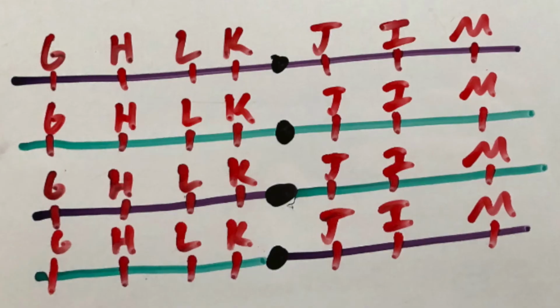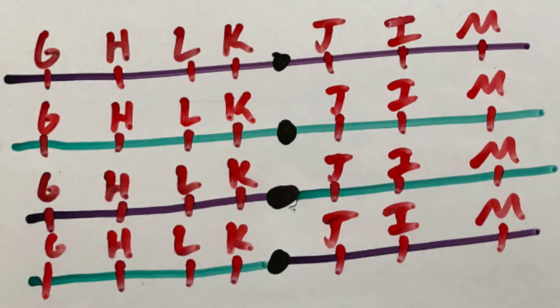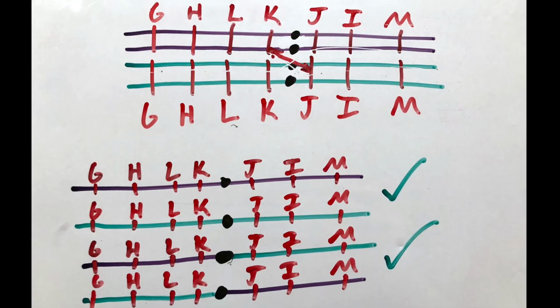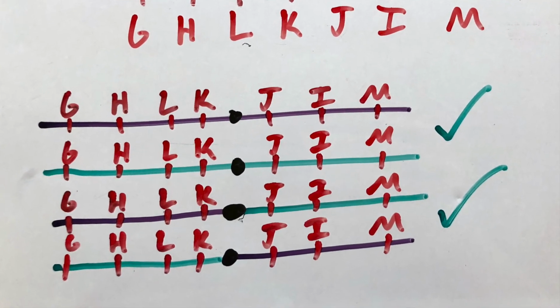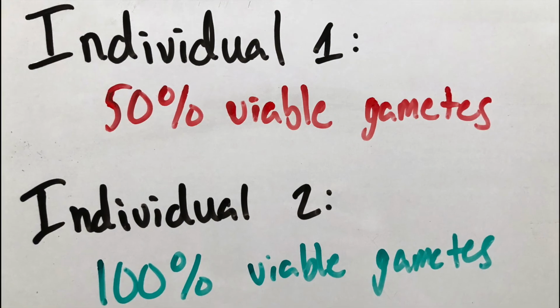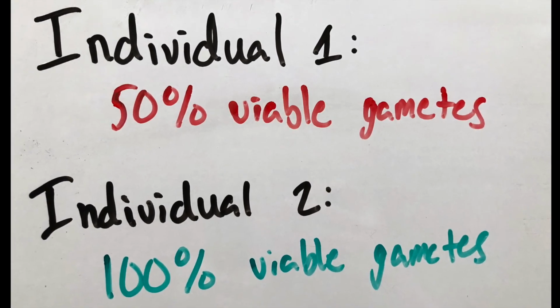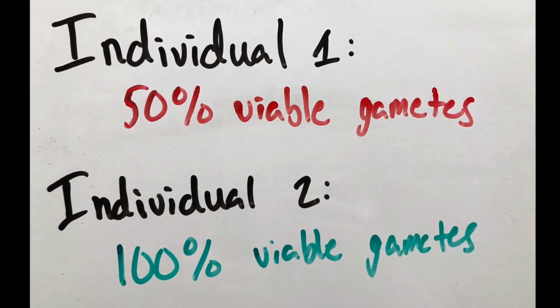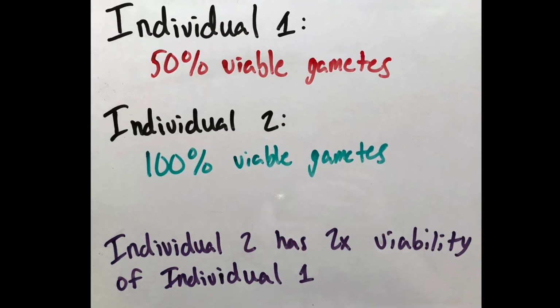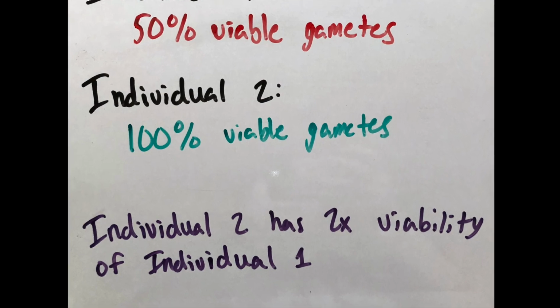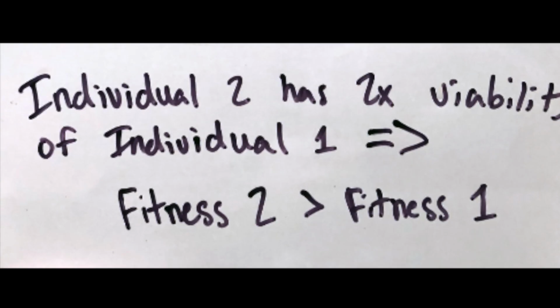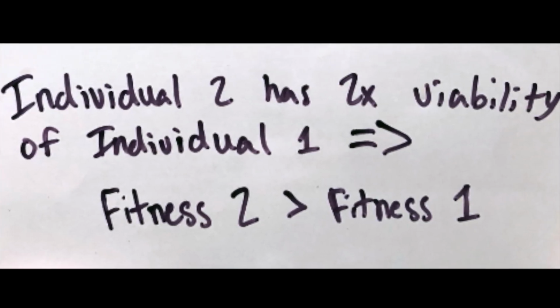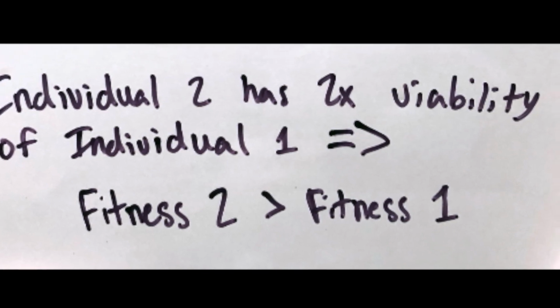Overall, the 4 gametes will have one of every gene's region and a centromere, meaning that all 4 gametes produced will be viable. When comparing individual 1 with individual 2, the former only has 50% viable gametes, while the latter has 100% viable. This means that the fitness of individual 2 will be greater than individual 1, as individual 2 produces twice as many gametes that can develop into functional organisms.